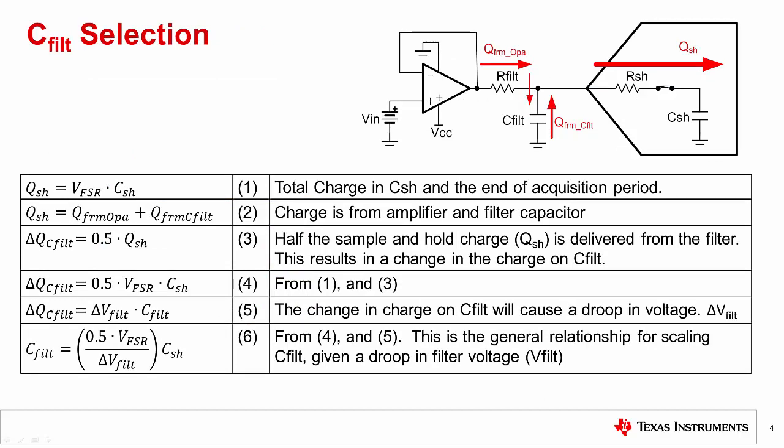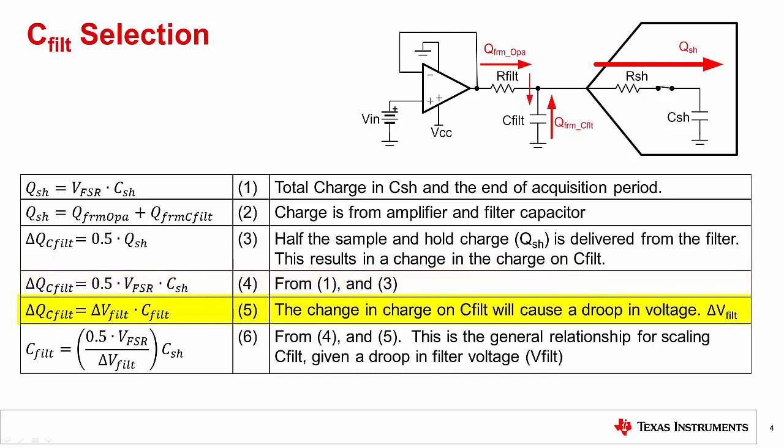First, let's determine how to select the external charge bucket capacitor C-FILT. Equation 1 is the standard equation for capacitor charge applied at the end of the acquisition period. That is, charge on CSH is the full-scale voltage times the sample and hold capacitance. Equation 2 lets us know that the total charge delivered to the internal sample and hold capacitor is from the amplifier and the filter capacitor. Equation 3 indicates that half of the charge delivered to the internal sample and hold capacitor is from the external filter. Equation 4 combines equations 1 and 3.